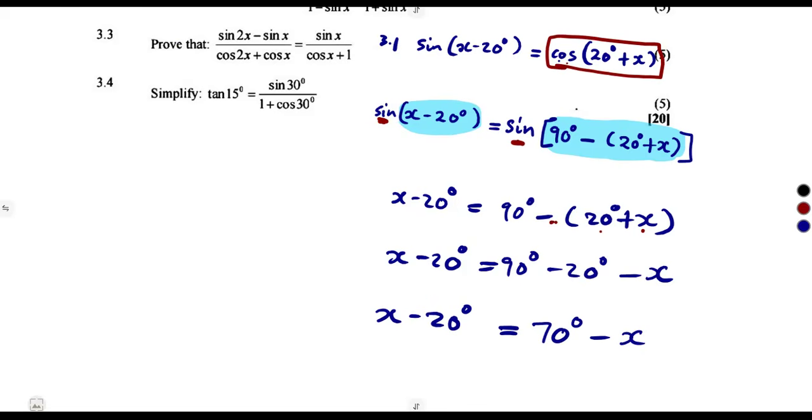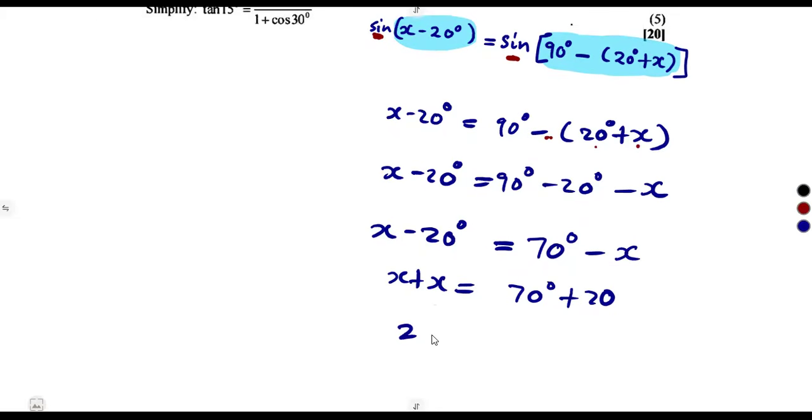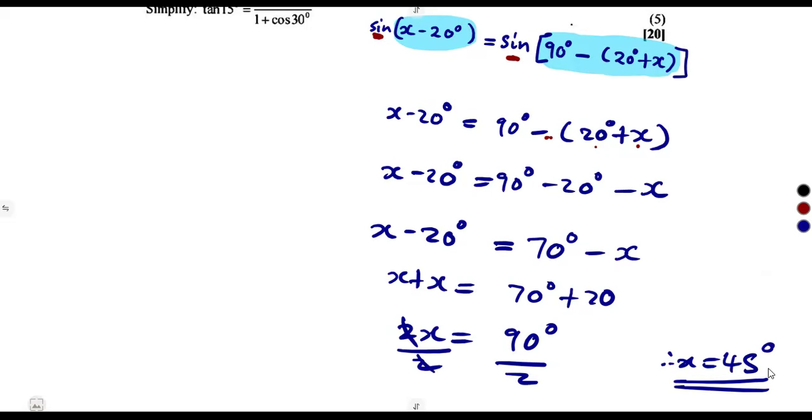So let's collect the terms of x to the one side, this one to the other side. It was going to be positive the moment it crosses the equal sign. So x plus x is equal to 70 degrees minus 20. That side was going to be a positive. So x plus x, 2x is equal to 90 degrees. So guys, simply divide by what? By 2, you are done. So therefore, our x was going to be what? 45 degrees at the end.